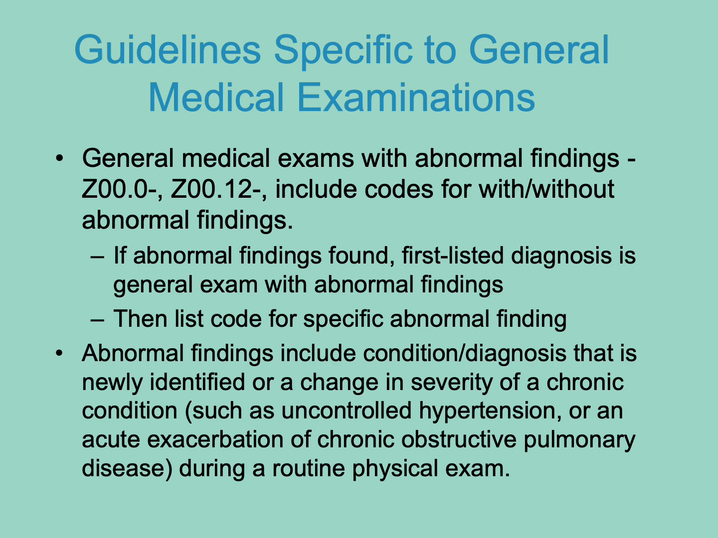So the guidelines say if an abnormal finding is found, the first listed diagnosis is a general exam with abnormal findings, then a code for the specific abnormal findings. So first you do the medical exam, with the digit for including abnormal findings, and then a code for what the actual abnormal finding was.